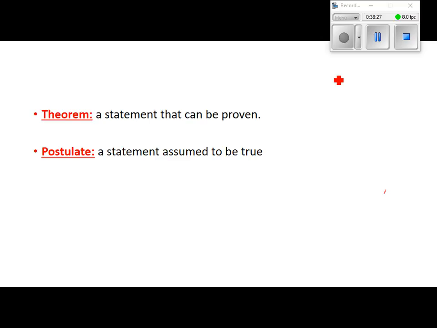Seth's going to come up with his own theorem. He's got to prove it, right? Yeah. He wants to come up with a postulate. We're just going to assume, because his name's Seth, that it's true. Isn't that right, Jacob? You just believe everything Seth says, right?